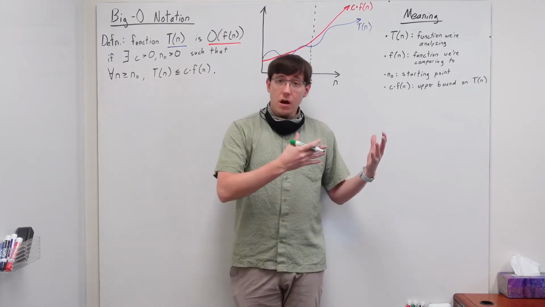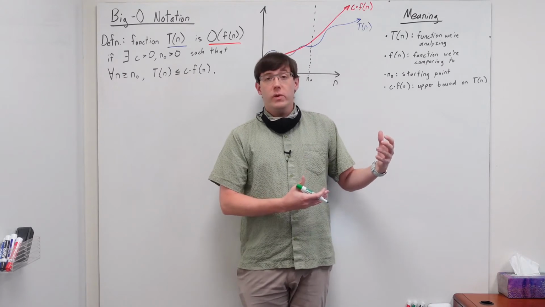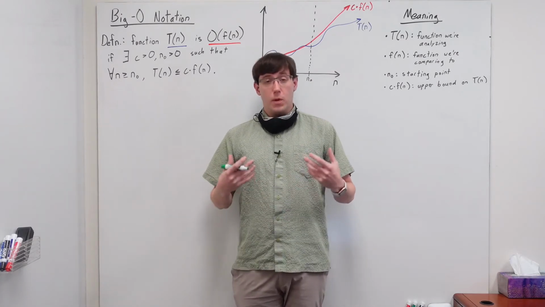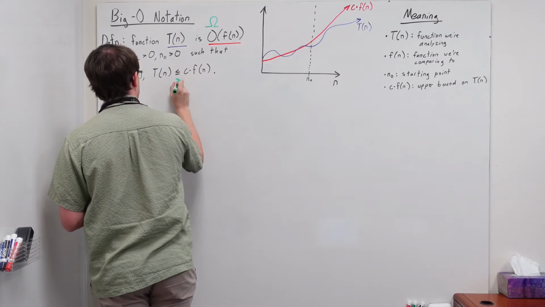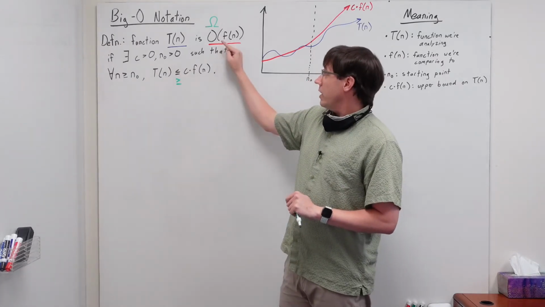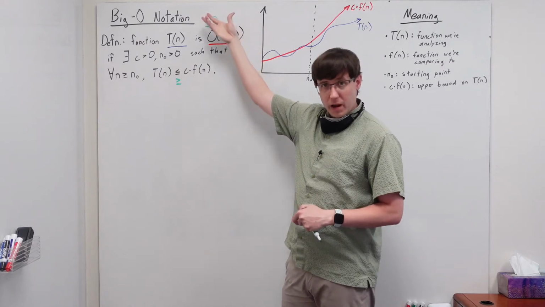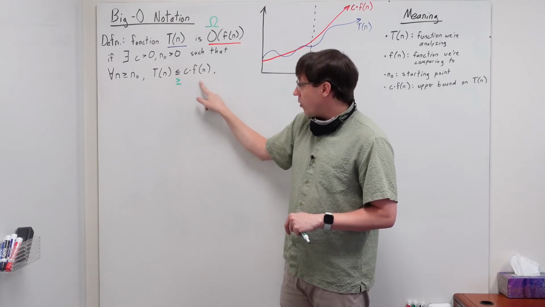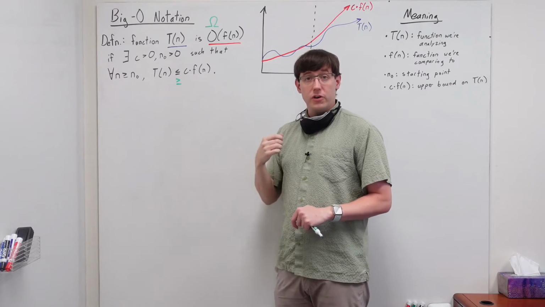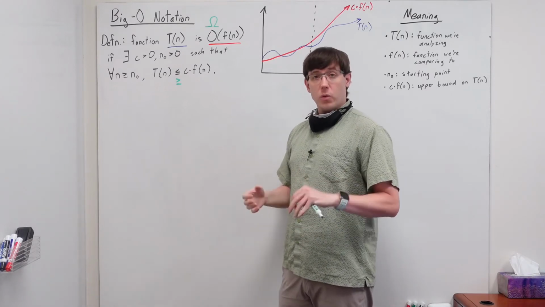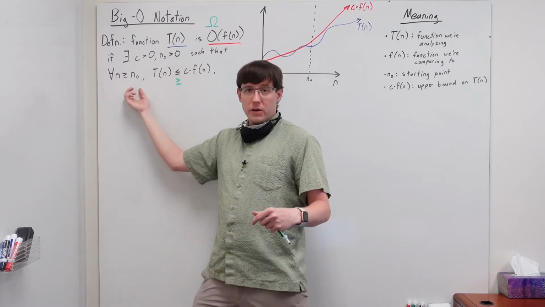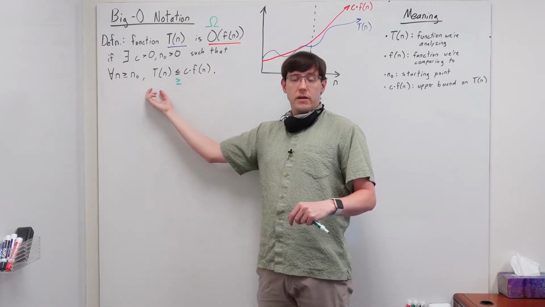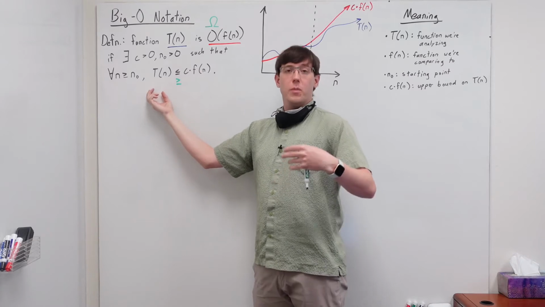In the same sense that big O gives us an asymptotic upper bound, we can also define big omega for asymptotic lower bounds, and the definition is remarkably similar. All we need to change is that our notation goes from big O to big omega, and our inequality goes from the bounding function being larger to now the bounding function is smaller. And so with big omega, we're saying that beyond some starting point, it will always be the case that c times f is smaller than t, then we can say that t is big omega of f.